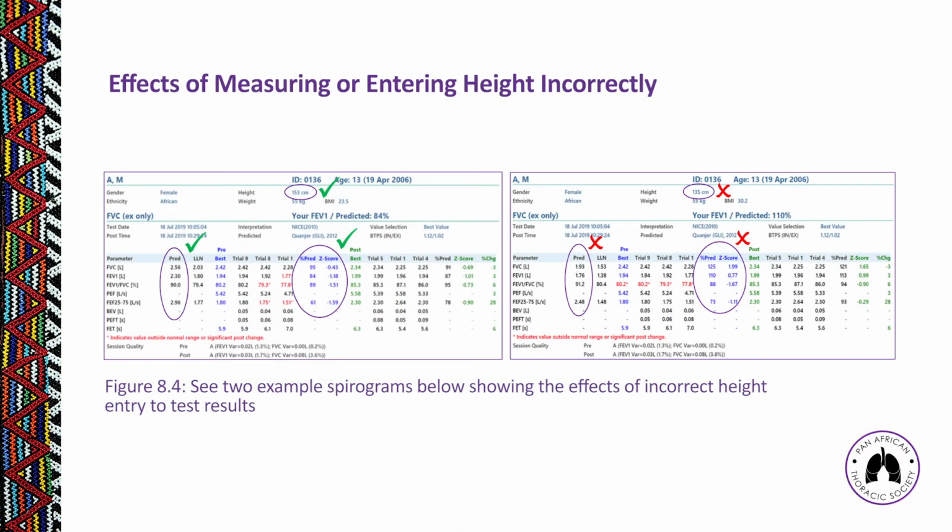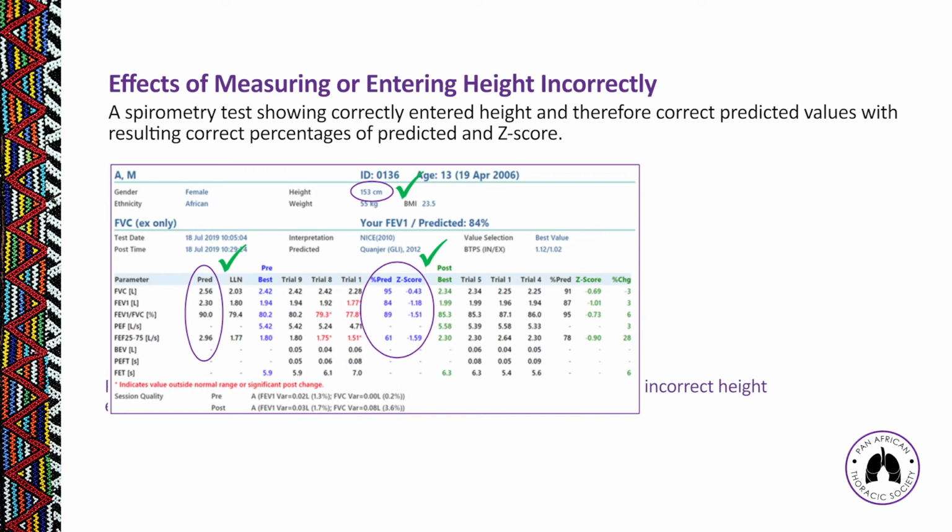Look at figure 8.4, which has two spirograms. The one is entering a patient as 153 centimeters and 55 kgs. And the second part of it is where an error has been made on the height, and instead of 153 centimeters, the patient is measured as 135 centimeters. Look at what this does to the predicted values and the Z-scores. Correctly, the FVC should be 2.56 and the Z-score 0.43 on FVC, and on FEV1 it should be 2.30 and the Z-score should be minus 1.18.